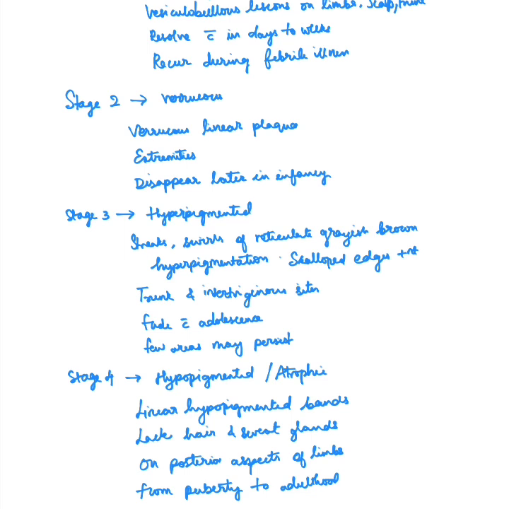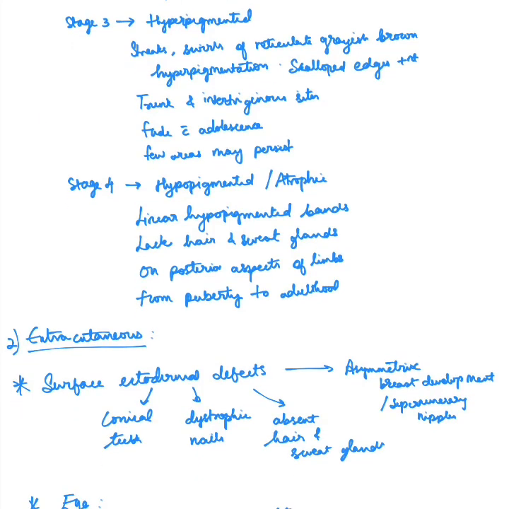Then coming to stage 4, we see hypopigmented or atrophic lesions. So there are going to be linear hypopigmented bands that lack hair and sweat glands, and they are seen on the posterior aspect of limbs, and they can present anywhere from puberty to adulthood.